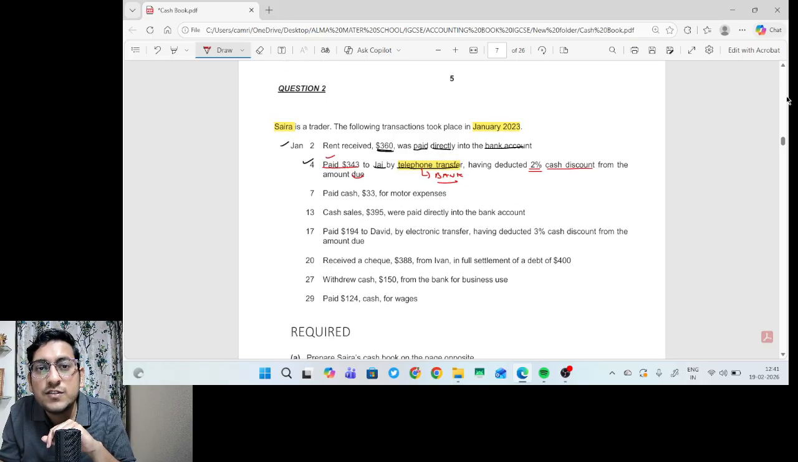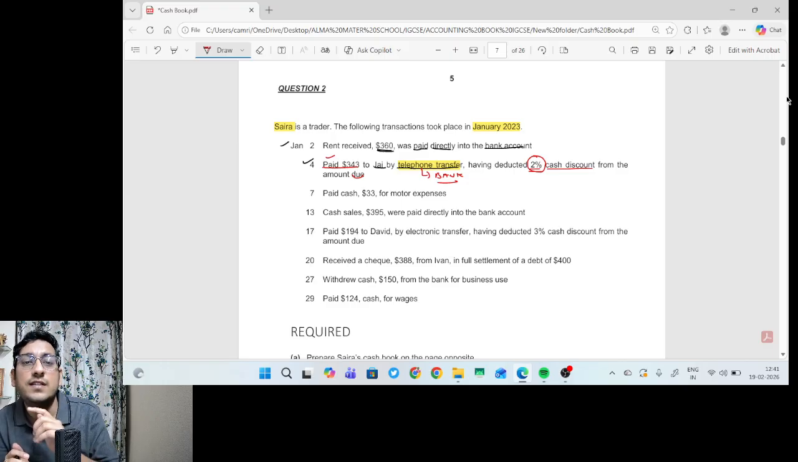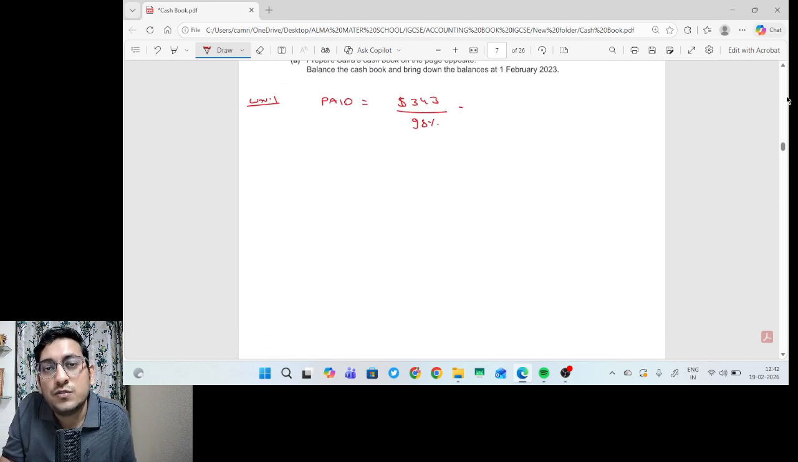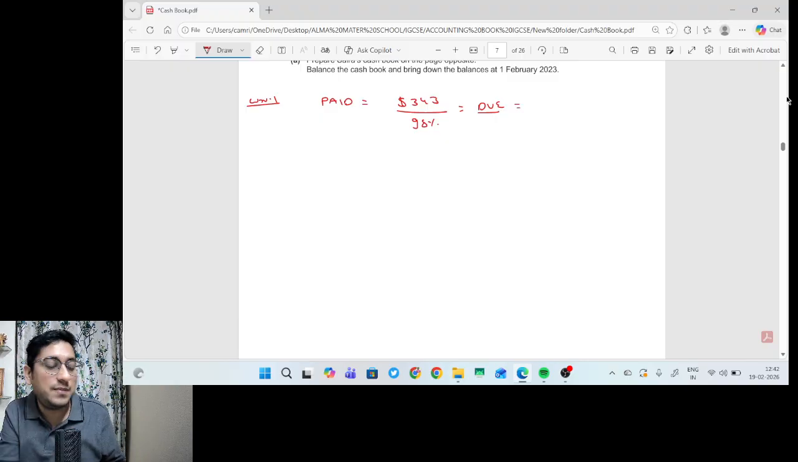Because if discount is 2%, after deducting the discount, we have paid 343. So technically or logically we have paid only 98%. So please tell me what will be the due value. So we will get what? Due value. And what will be the due value? 343 divided by 98%. Please use your calculators and tell me what is the due value. 343 divided by 98%, I will get $350.